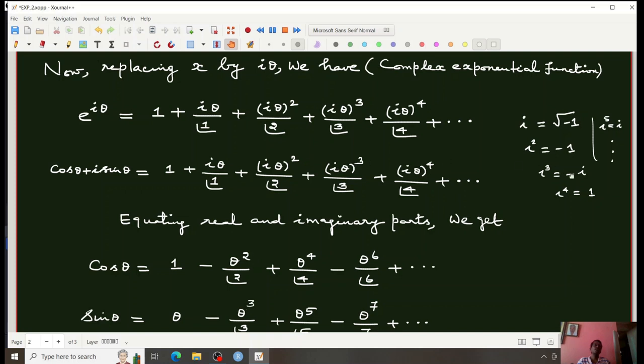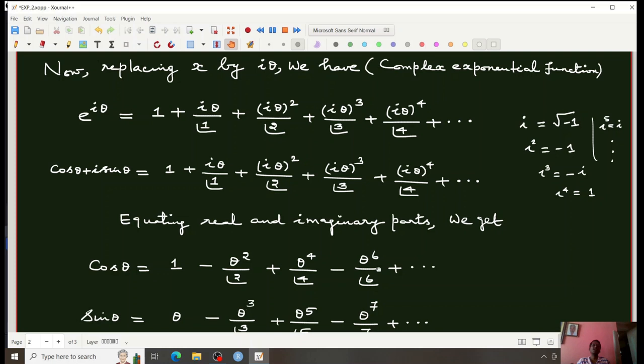And in I cube we will have I, but in I power 4 we don't have I. I power 4 is 1. So this is theta power 4 by 4 factorial. And then the next term we will have I power 6. I power 6 can be written as I power 4 times I square. I power 4 is 1, I square is minus 1. So that becomes real, so minus theta power 6 by 6 factorial. Next term will be positive, theta power 8 by 8 factorial. And it goes indefinitely. So this is the value of cos theta.